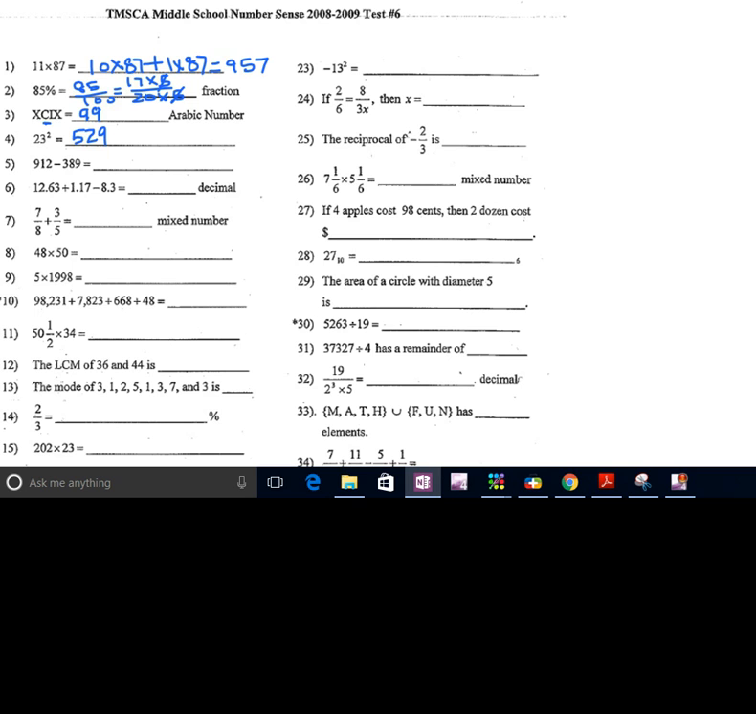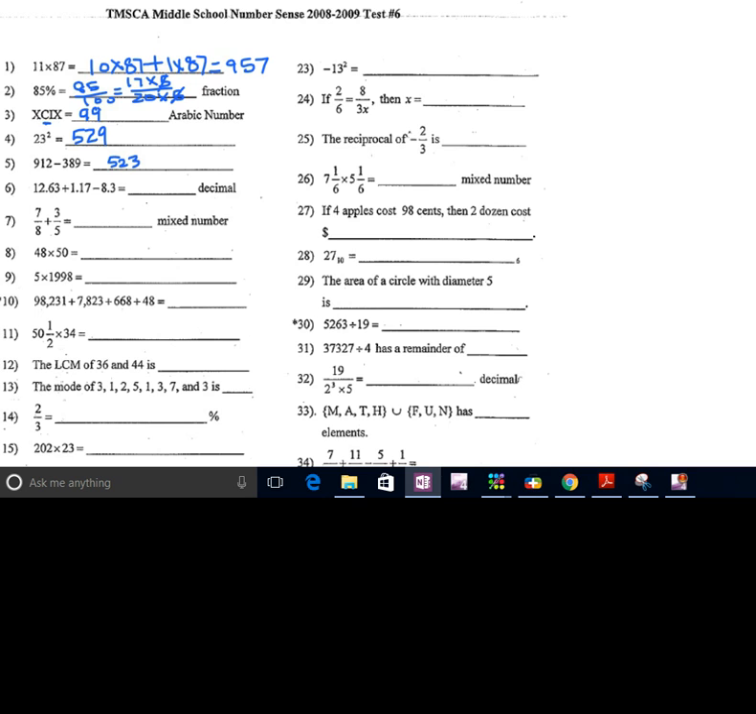912 minus 389. So think of this as 912 minus 400. So that will give you 512. And then we add back the 11, which is the difference between 400 and 389. So 512 plus 11 will give us 523.